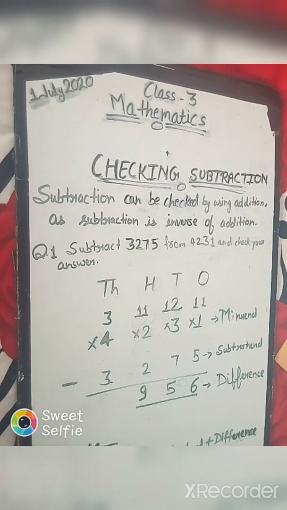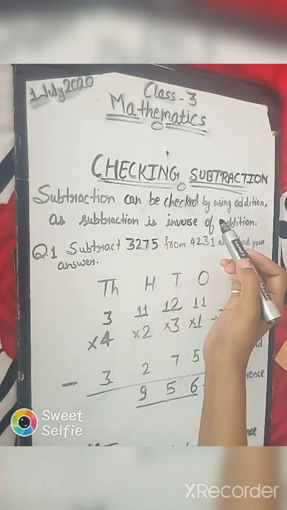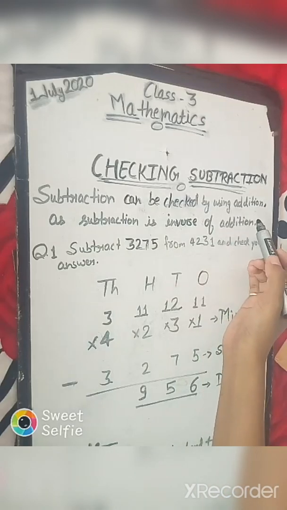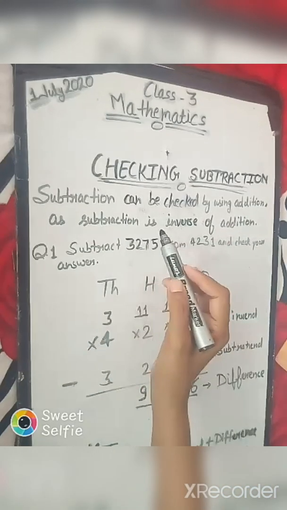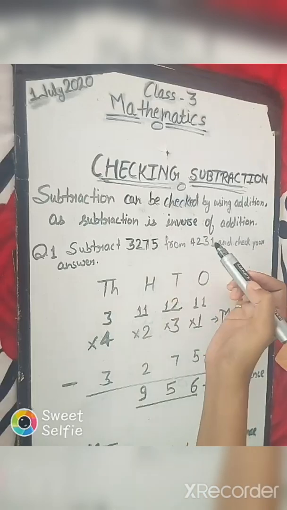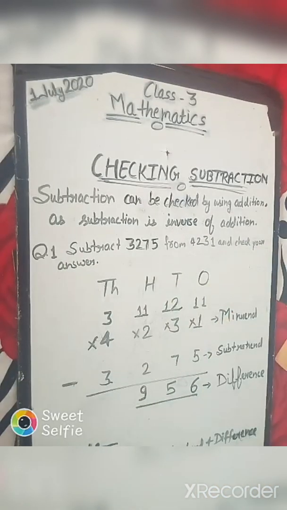Subtraction can be checked by using addition, as subtraction is the inverse of addition. Subtraction को हम चेक एडिशन का यूज़ करके कर सकते हैं, क्योंकि सब्ट्रैक्शन एडिशन का इन्वर्स, मीन्स अपोजिट होता है, उल्टा होता है.